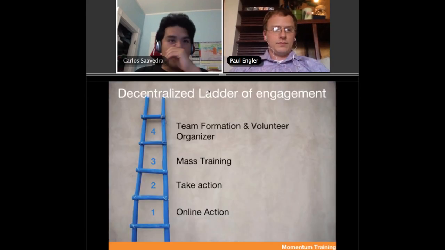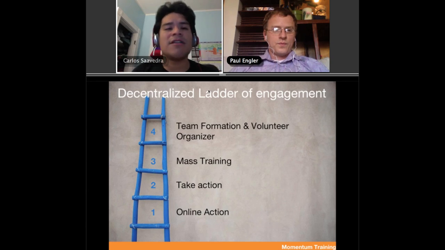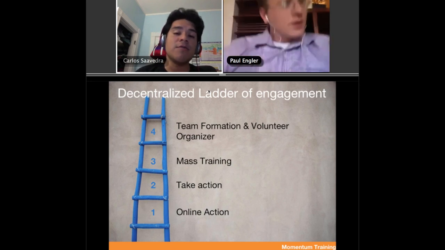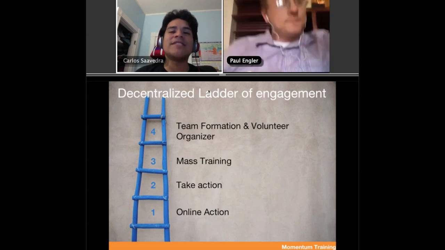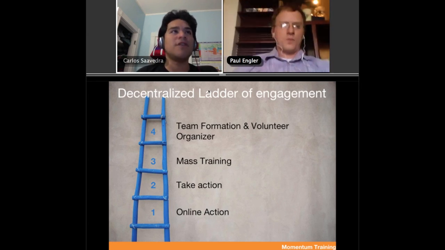Thank you, Paul. And I think this takes us to the next piece, which we have already talked about, which is the ladder of engagement. We're calling it in this regard the decentralized ladder of engagement. So what does this mean? How is it different from the regular ladders that you might have seen? This ladder doesn't depend on a centralized body of people for the ladder to function.